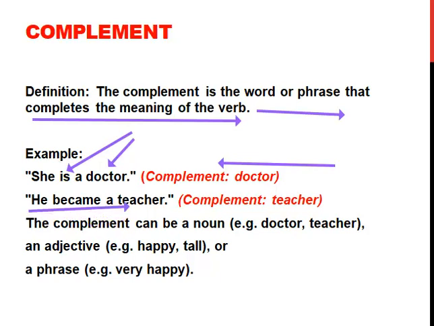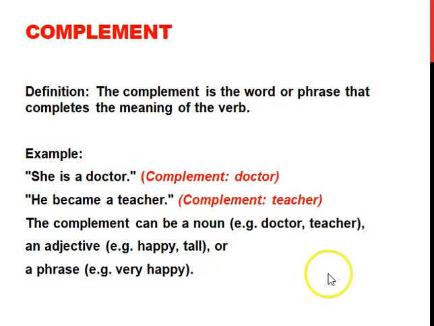And same is the case with doctor and teacher. We have the adjective complement also, happy and tall. I have seen a tall boy, and a phrase, very happy. So she was very happy. Very happy is the complement for her. That was all about the structure of a sentence: subject plus verb plus object and complement.